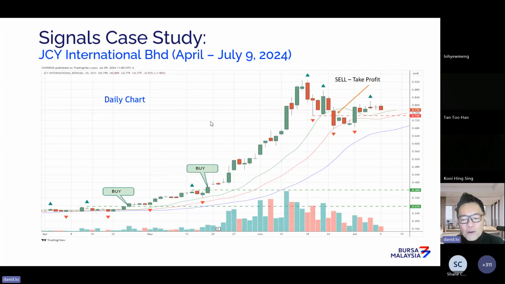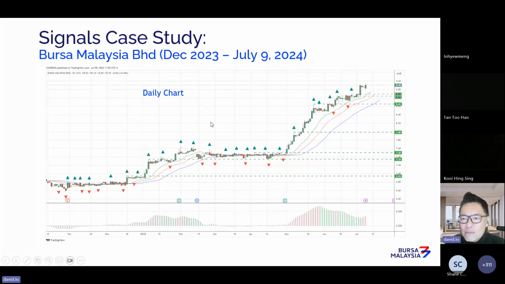So let's move on to another example. Let's look at Bursa Malaysia. When did it start its trend? It also started its trend on a very, very auspicious day, right?